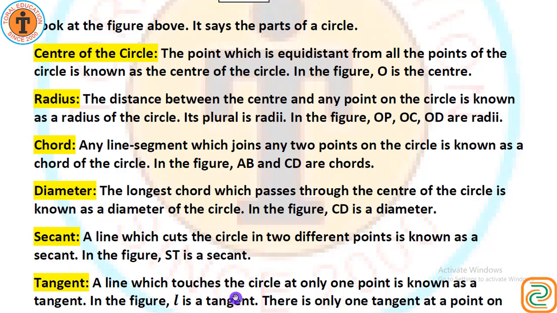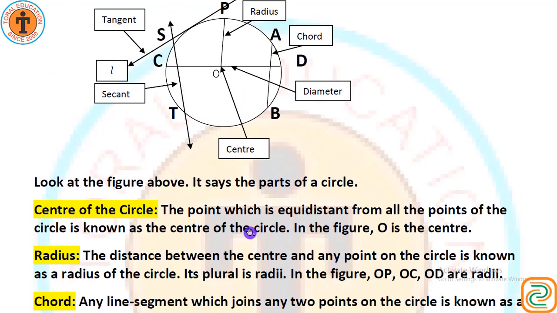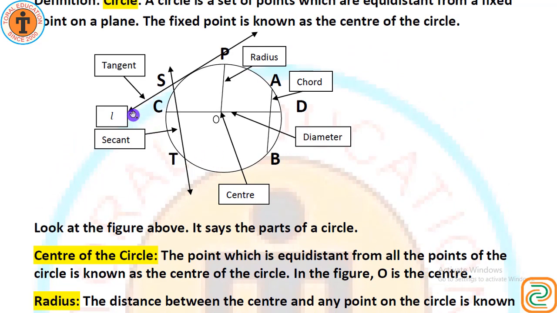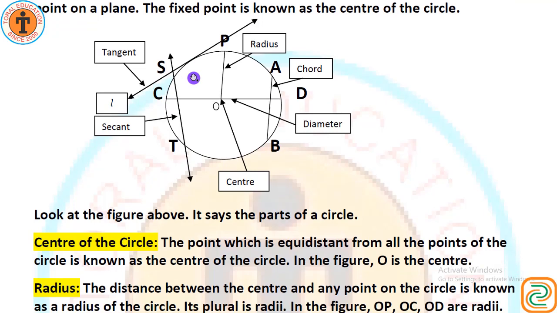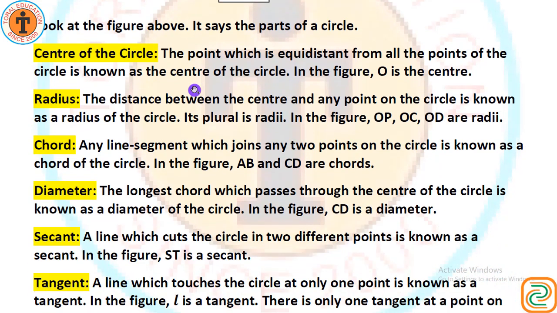Now the last one is tangent. A line which touches the circle at only one point is known as a tangent. Line L touches the circle only at one point, this point. So this L is a tangent, and at the point at which L touches, no other tangent can touch. Therefore, only one tangent can touch the circle at a given point. Right? Only one tangent can touch.